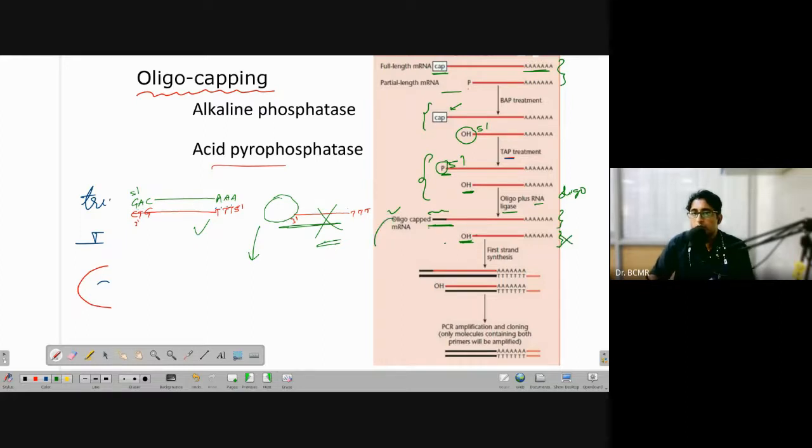Because we know the sequence that we are adding, we can always design primers accordingly. Here in this case, the first cDNA strand is synthesized using oligo dT. The first cDNA strand for both will be synthesized. But the second cDNA strand will be synthesized only for the full length one because we know the sequence of the oligo that we have added. So we can design primers based on that and synthesize the second cDNA strand for the full length ones. And then we'll go through the cloning process.